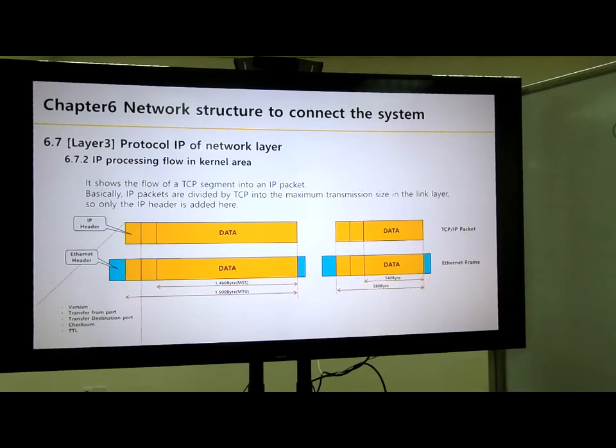Basically, the data is divided by TCP into the maximum MTU size of the link layer, so only the IP header is added here. That's really simple. The IP header includes the version, source port, destination port, checksum, and TTL. TTL, I will explain next.